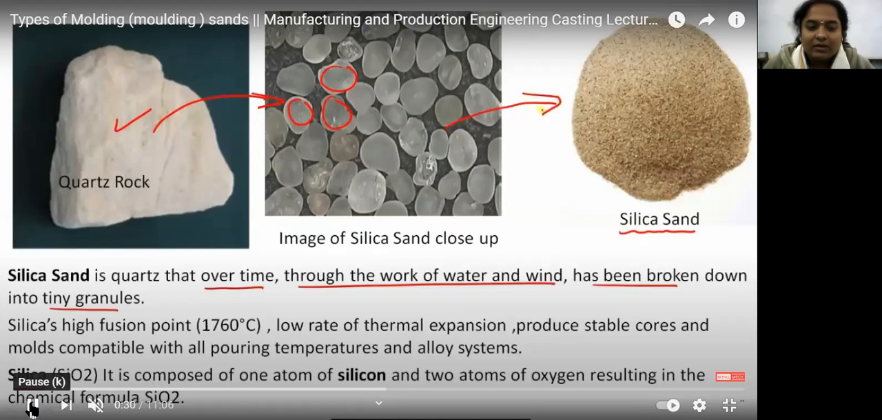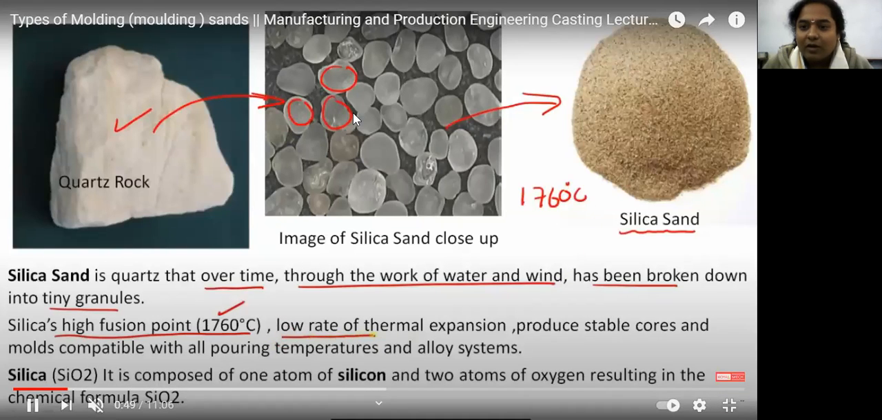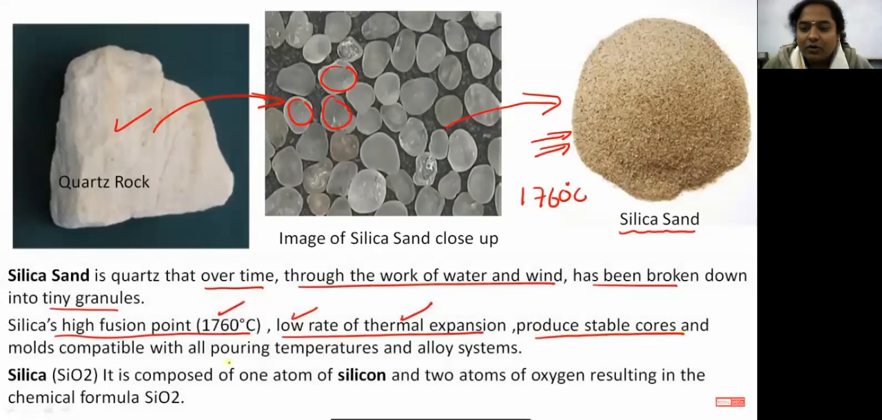Silica is composed of one atom of silicon and two atoms of oxygen, resulting in the chemical formula SiO2. You can see this colorized rock, with the hit of water and wind, will become small particles, and with temperature differences and water and wind force, they become small particles of sand.